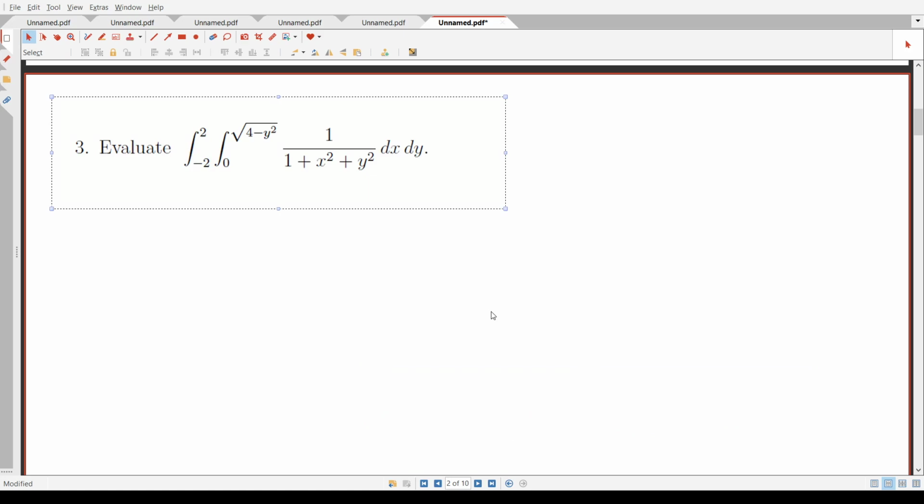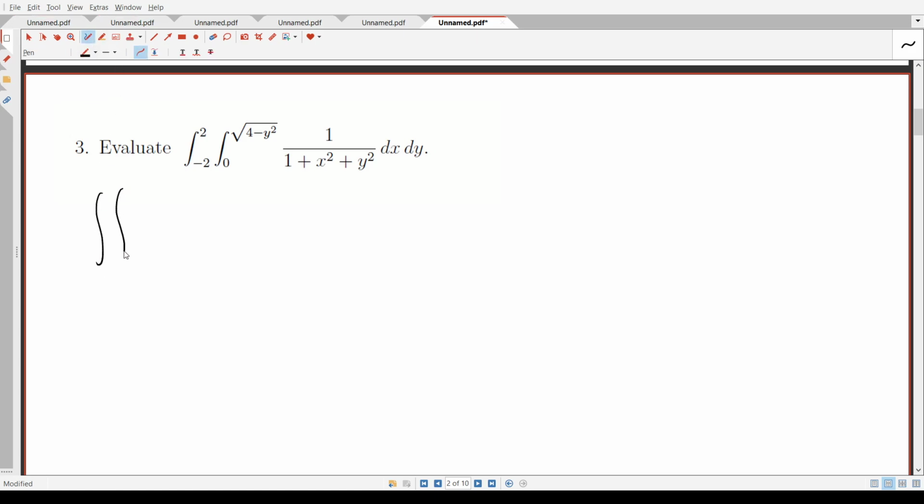Okay, so again, I only have two coordinates, x and y, and I see x squared plus y squared, so this makes me think polar. Okay, so if I rewrite this, this is going to be 1 over 1 plus r squared times r dr d theta. Now, I need to know the bounds.